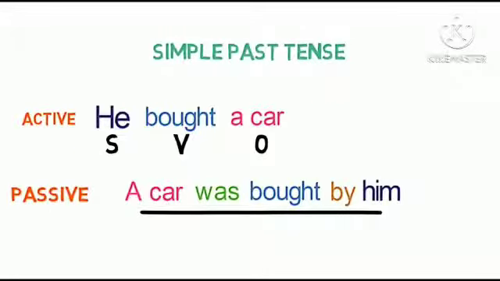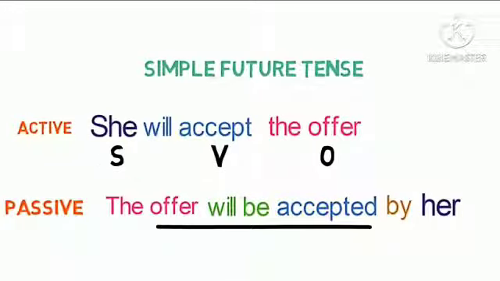Now, for simple past, the sentence is he bought a car. When it will be changed to passive, it will become a car was bought by him. Now, for simple future tense, the sentence is she will accept the offer. In passive, it will be the offer will be accepted by her.